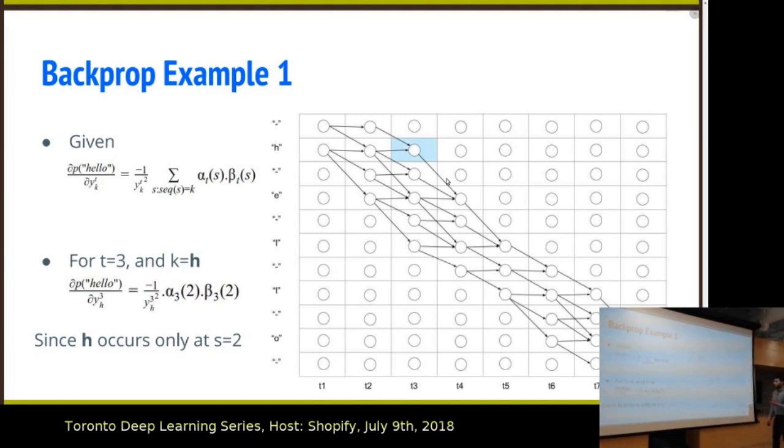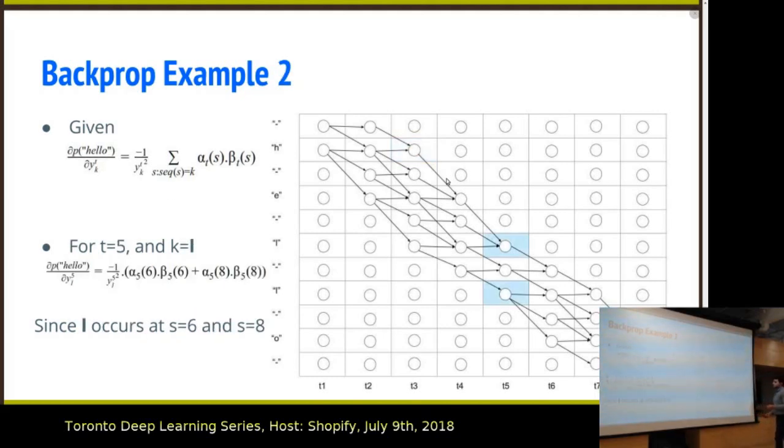Well, this only happens because h occurs only once at the third time step. So let's look at another case where this may not be true, which is at t equals 5. And so here we want to take the network's output of L at time step 5, but we need to take care of it twice. And so that means I will have to take into account the alpha and the beta of this node and the alpha and beta of this node. Basically, that's what the notation means. Okay. Well, before that, any questions?